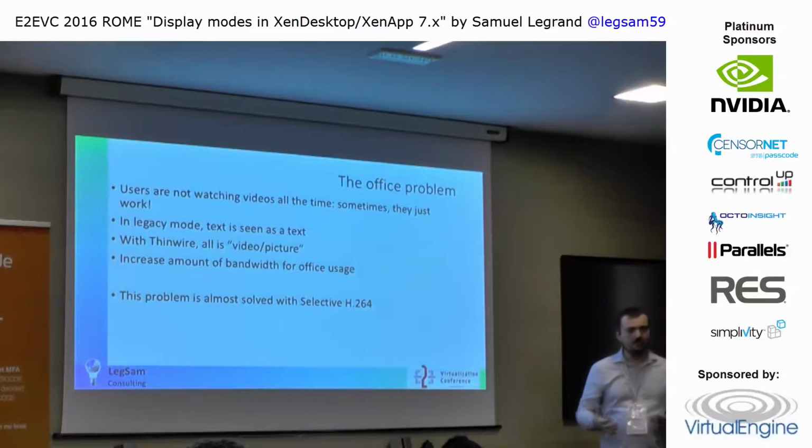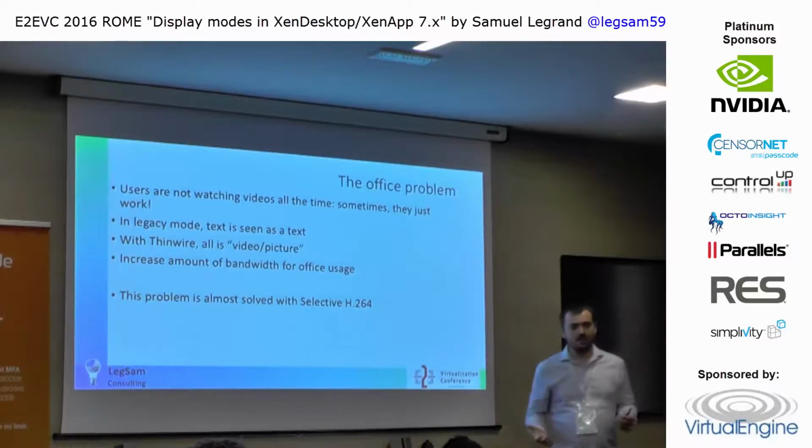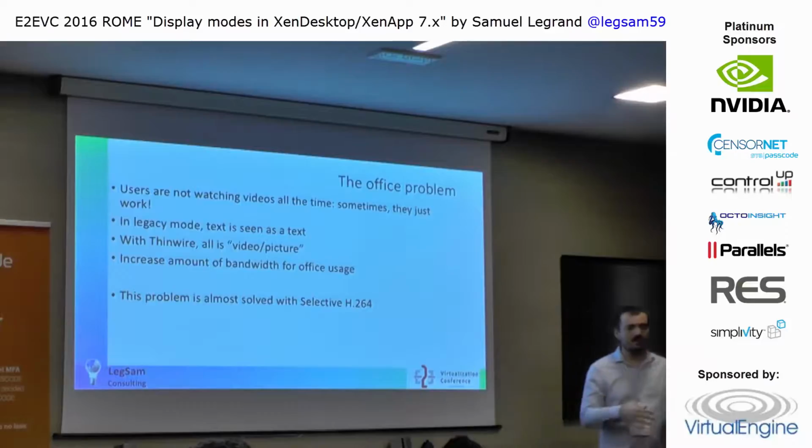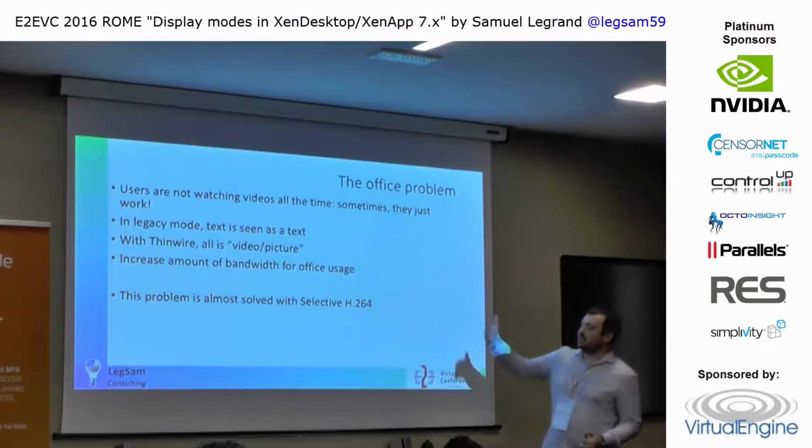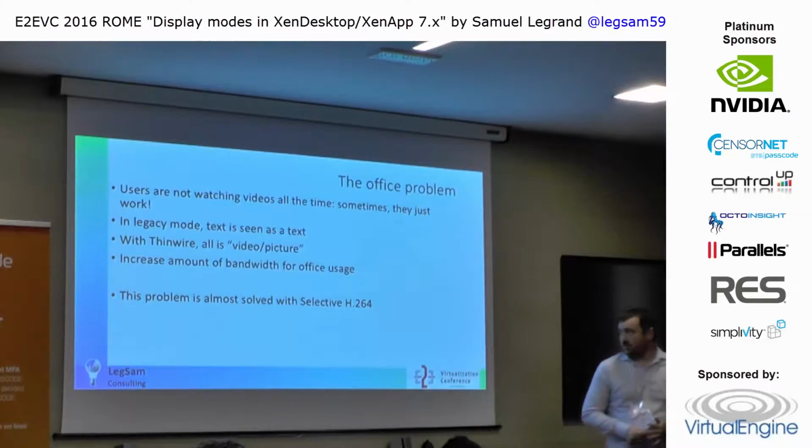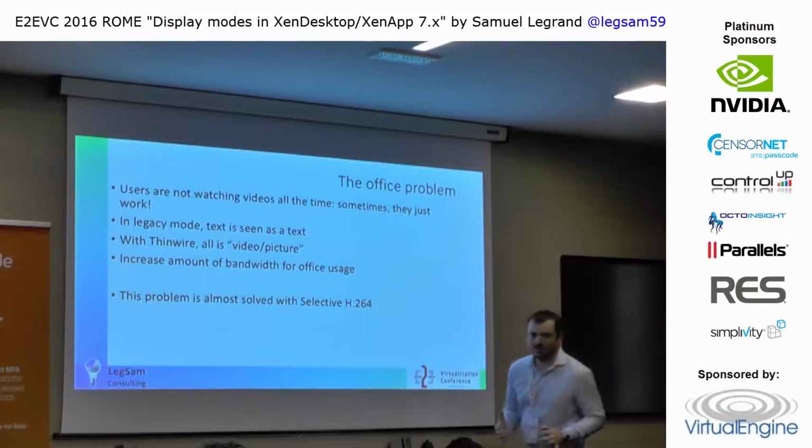high consumption of bandwidth because everything is a picture. So even if you are sending text, it will send a picture of the A, you just have to type. So, an increased amount of bandwidth for Office usage. And this problem is almost solved with selective H.264, which arrives in 7.11.